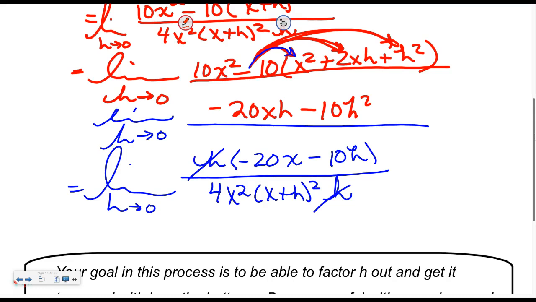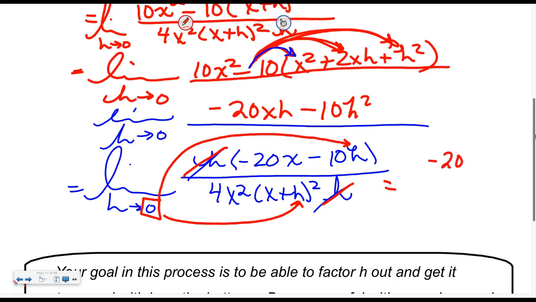Plug it back in. You're going to put a 0, not in for x. You're going to put a 0 in for h, into what didn't cancel right there. So I'm going to let you digest that because I'm going to do that without a rewrite. So on the top, h canceled. And I have a minus 20x minus 0. I have a minus 20x. On the bottom, I have a 4x squared that nothing happens to, and an (x plus 0) squared.